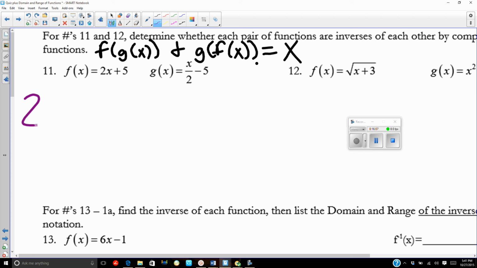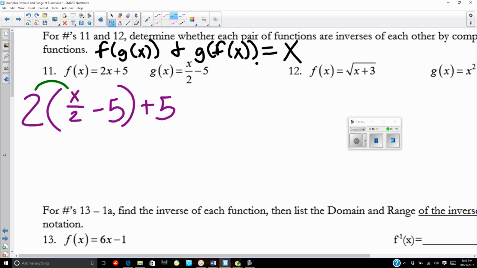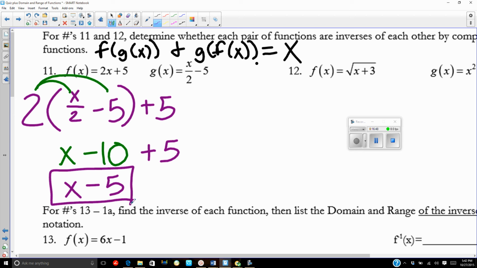So f of g of x would look like this. Most of you, I think the setup is no problem. Algebra, a little tricky here. So 2 times x over 2 is just x, because the 2's cancel. And then 2 times negative 5 is negative 10. We have to distribute that 2 to both of those terms. And then don't forget, we do have a plus 5 that's not being multiplied by anything. So x minus 10 plus 5 is x minus 5.